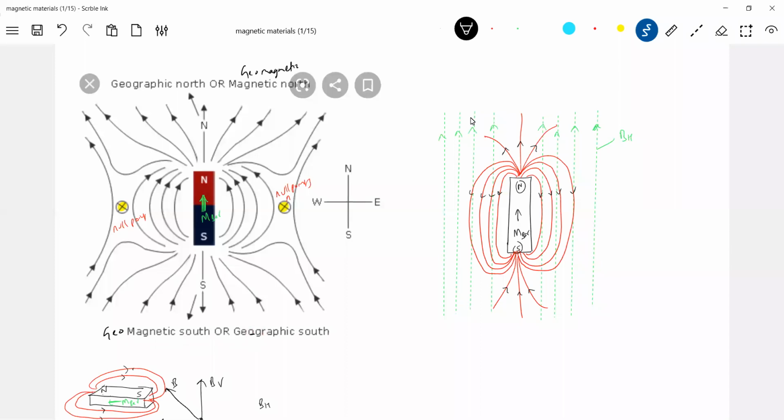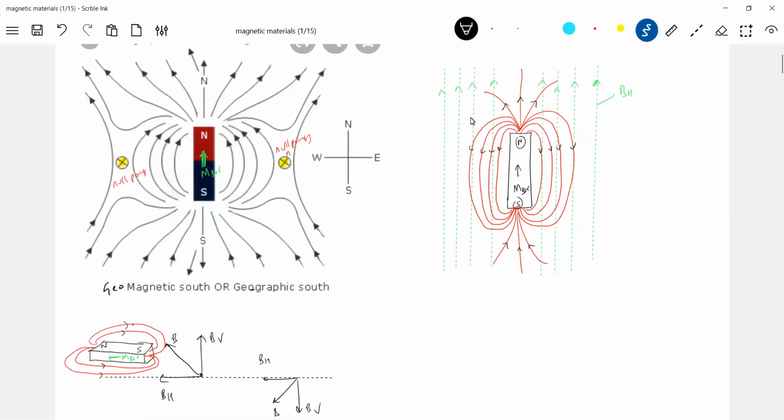How will the lines of force on the surface of the earth be? From the south pole towards the north pole, that one. Or if you still have confusion, take the earth as a bar magnet. This is geographic south, geographic north. How are the lines of force? The lines of force will come like this, no?